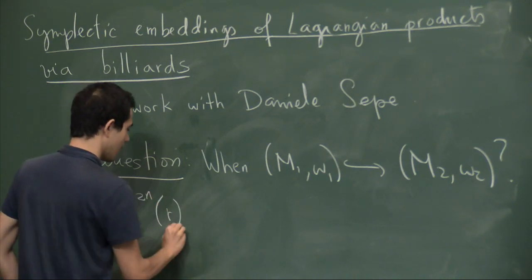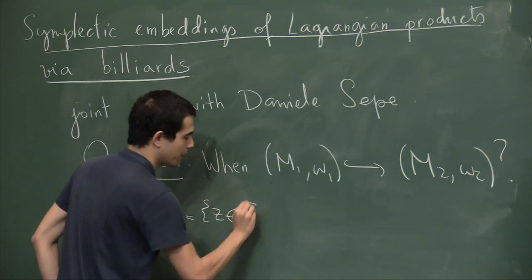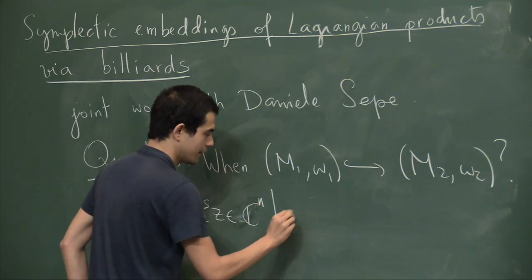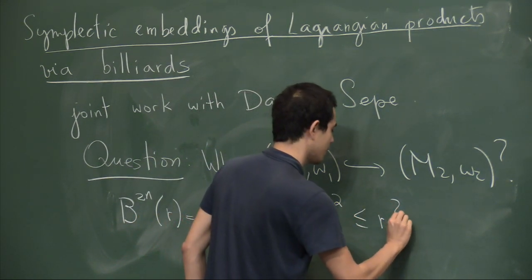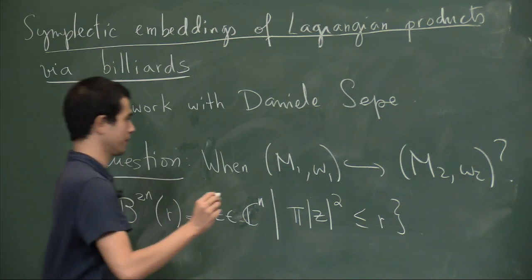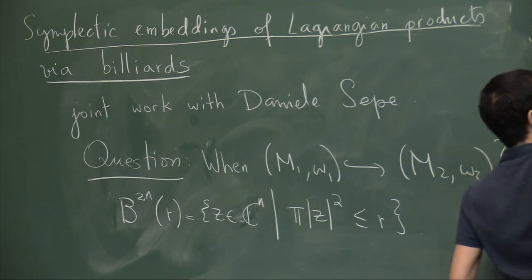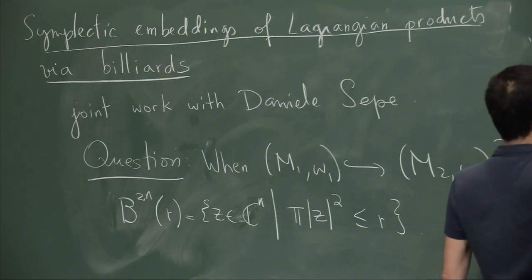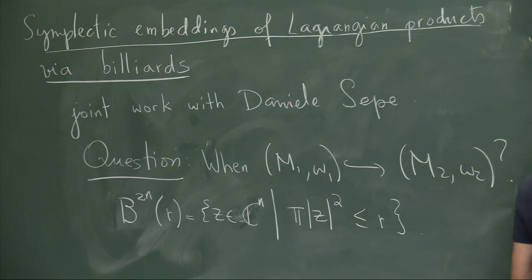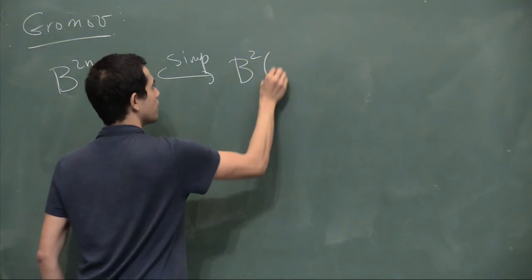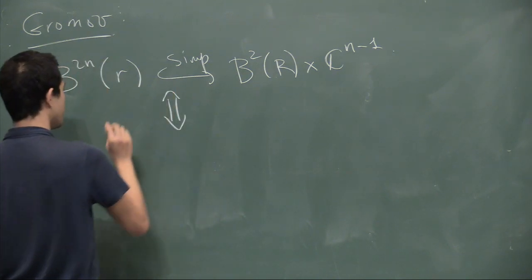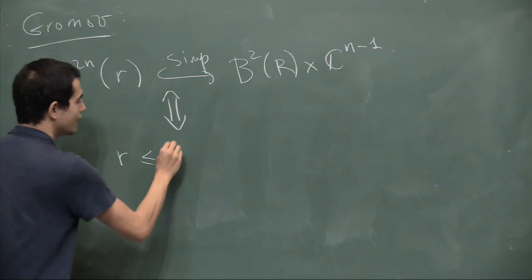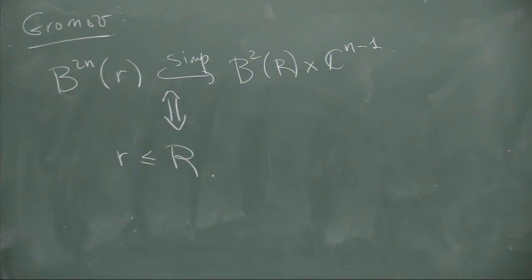B2n of R, this is the set of points in Cn such that pi times the norm squared is less than or equal to R, then Gromov said that B2n of R symplectically embeds into B2 of R cross Cn minus 1 if and only if the radius of the big ball is less than or equal to the radius of the cylinder.